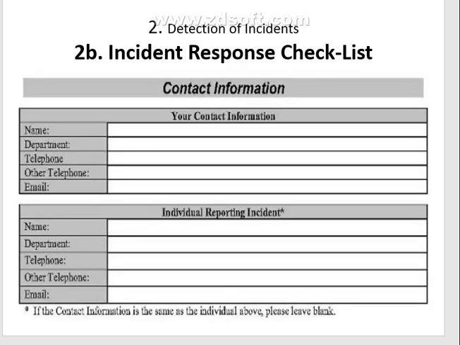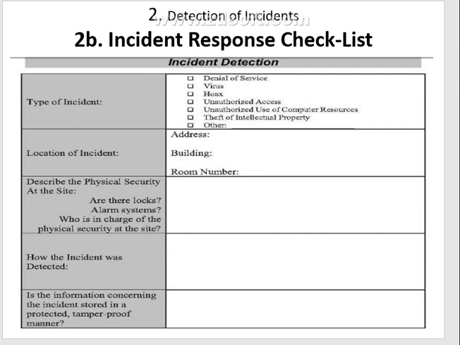So, on contact information, as you can see, it will collect information such as name, department, telephone, other telephone, email, as well as it will also collect individual details of the person who is reporting the incident with respect to his name, his department, telephone, email. So, that's the module on contact information.